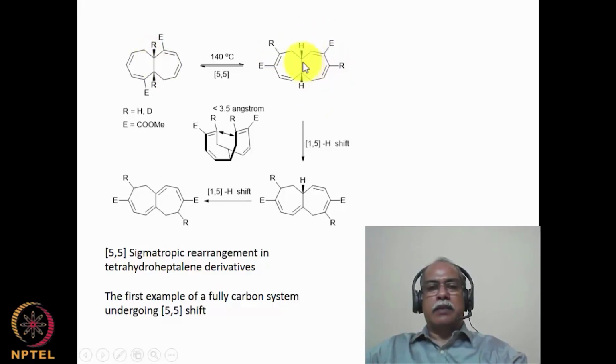This product, as it is not stable under the reaction condition, rapidly undergoes a 1,5 hydrogen shift. A sequence of 1,5 hydrogen shifts also takes place under this condition. So this is the first example of a fully carbon substituted system that undergoes the 5,5 sigmatropic rearrangement as an illustration of this example.